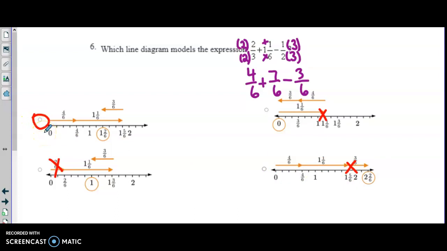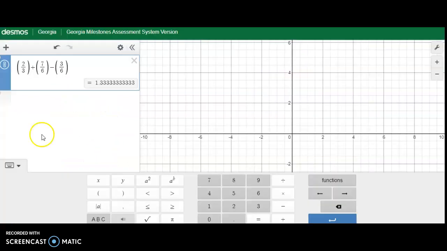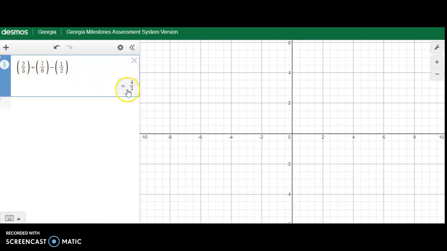Another way that you could double check yourself here is you could put all of this in Desmos to make sure that it ends up where it's supposed to. I just came to Desmos and I typed it in how it was originally. Originally it was 2/3 and 1 1/6, and then, oh wait, I didn't even do that right. That was supposed to be 1/2. This is what it was originally. So if you're not comfortable finding an LCD, then you can type it in as it is originally, and notice it should equal 1.33, which if we convert that, that's also the same as 4/3 or 1 1/3.